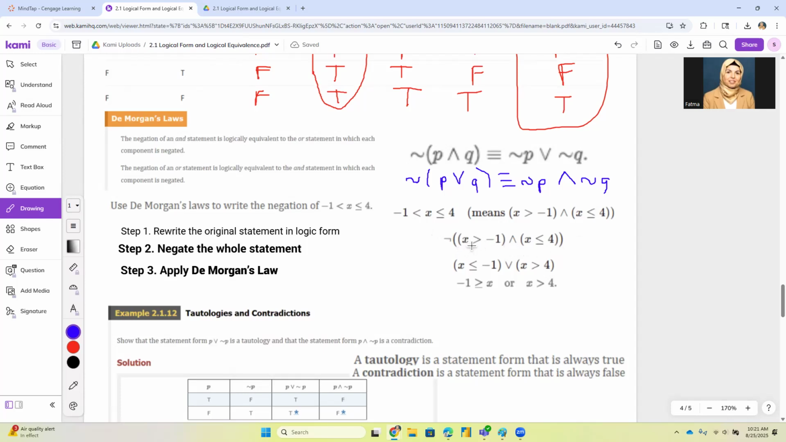When I negate x is greater than -1, its negation is x is less than or equal to -1. Negation of an and is or, and negation of x is less than or equal to 4 is x is just greater than 4. So this is what we get when we negate this. So x is less than or equal to -1 is the same thing as x is less than or equal to -1, and that's an or statement, x is greater than 4. This is how we're going to handle this problem by using the De Morgan laws.